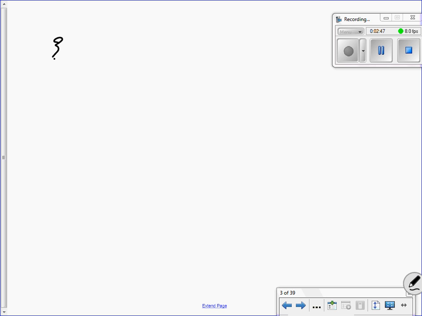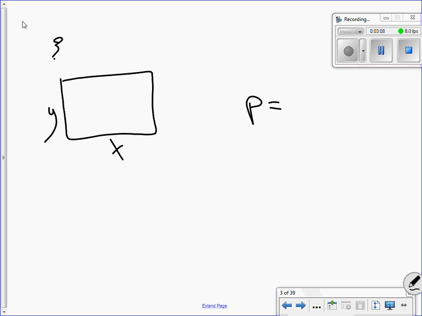Number 3 says: what is the smallest perimeter possible for a rectangle whose area is 16 square inches, and what are its dimensions? So you have a rectangle. I'll say y and x. We want to get the smallest perimeter, so we need a formula for perimeter. In this case, it would be 2x plus 2y.